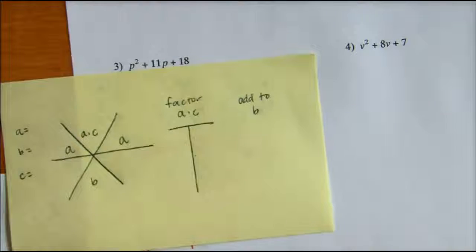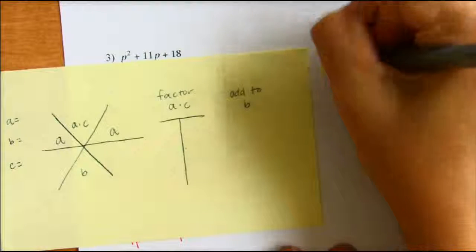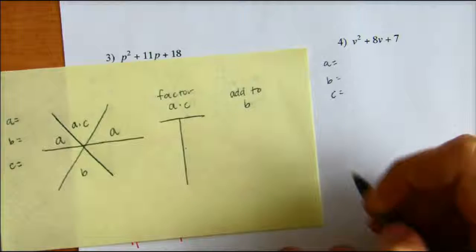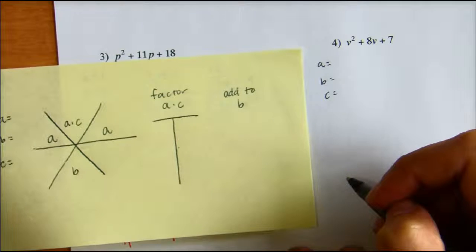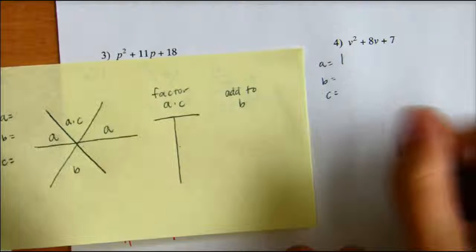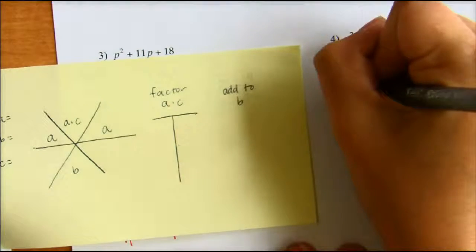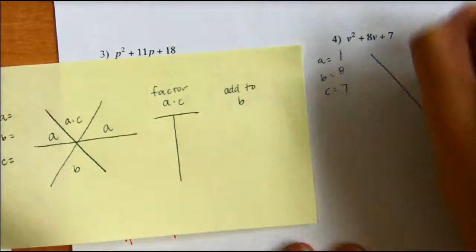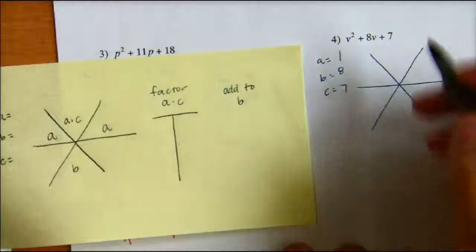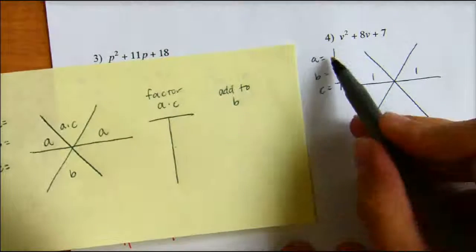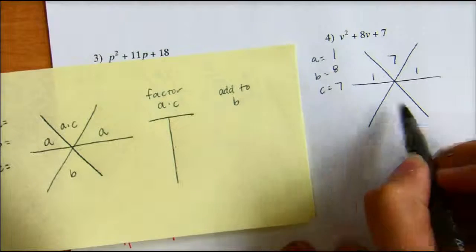So I'm going to start off by setting up that snowflake. First, I need to figure out what is A, what is B, what is C. Go ahead and find those values. A should be 1, B should be 8, and C should be 7. I'm going to set up my snowflake and fill in those blanks. So my A values go here, 1 and 1. A times C, 1 times 7 is 7. And my B value is 8, so it's going to go down here.